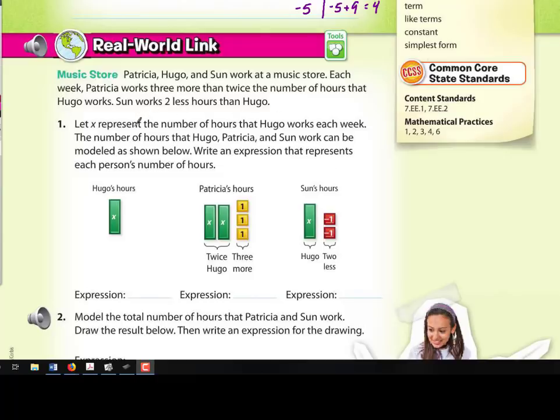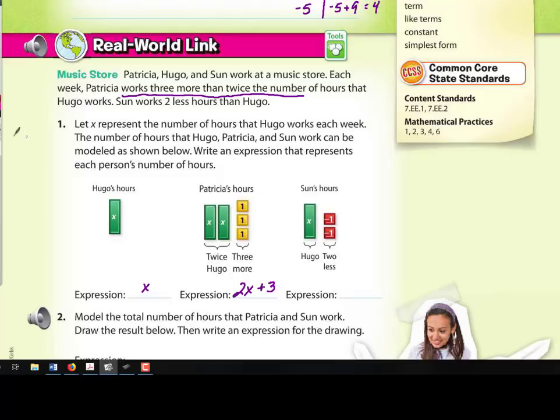We can see 3 different representations of hours here. So let's read it one more time. Patricia works 3 more than twice the hours of Hugo. Since it's being compared to Hugo, we're going to start with Hugo as just the simple x. So an expression to show how much Hugo works is x hours. Patricia works 3 more than twice the amount, so she works 2 times what Hugo works plus 3 hours more.